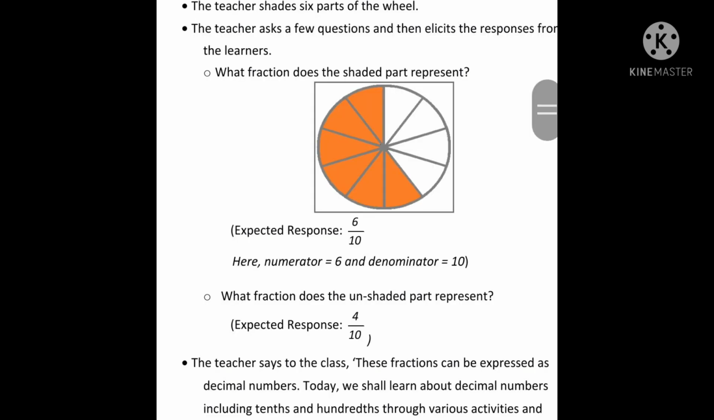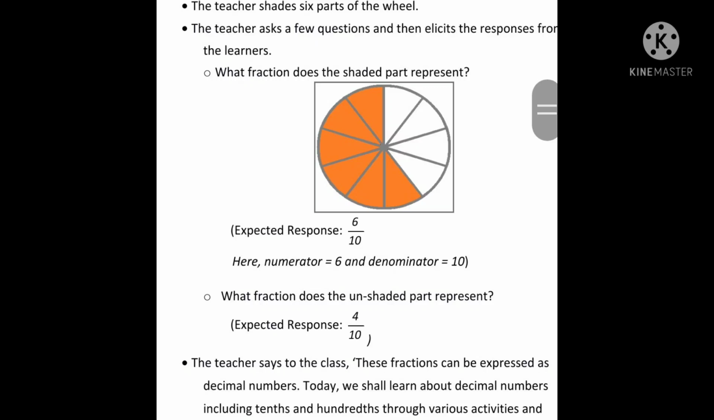Here is how the class begins. The teacher draws a wheel with 10 spokes on the board, as you can see on the screen. Then the teacher shades 6 parts of the wheel. The teacher asks a few questions and then elicits the responses from the learners.